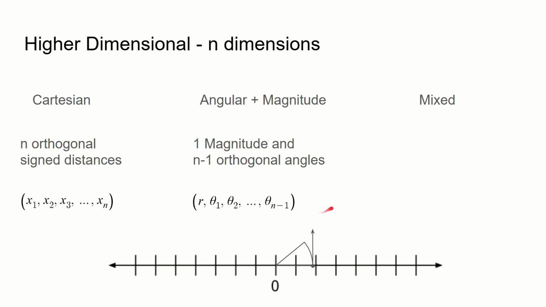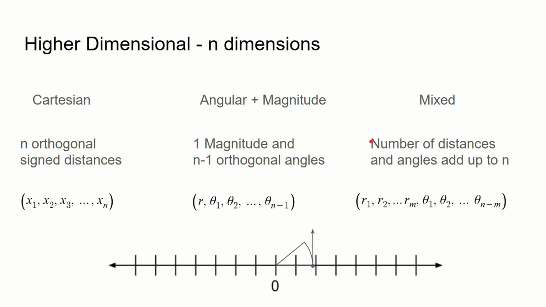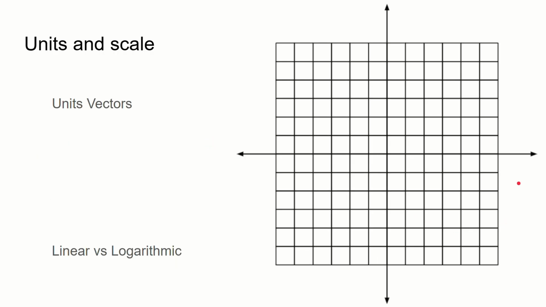Finally, you can have some mixed system where you have a certain number of distances and a certain number of angles, but they always need to add up to n. So you could have m distances and n minus m angles, and m plus n minus m will get you to n. Finally, let's talk about units and scale.